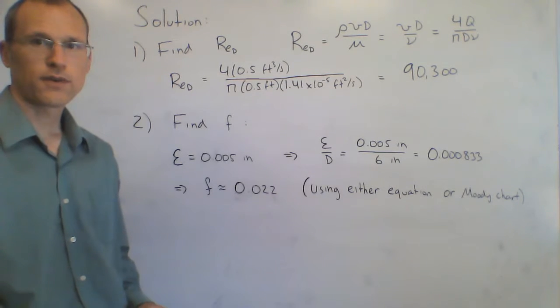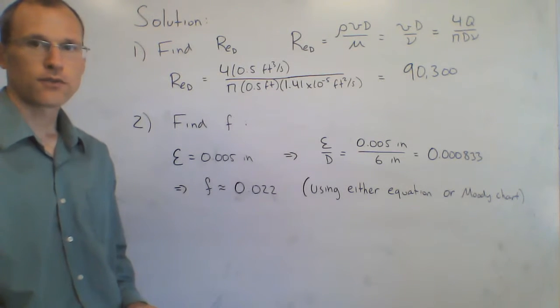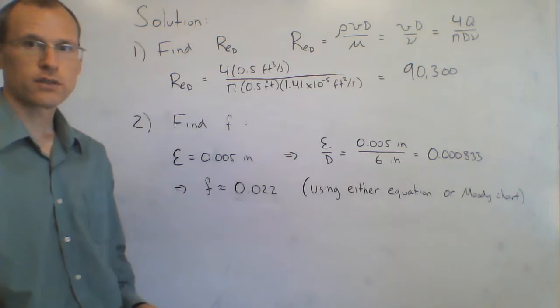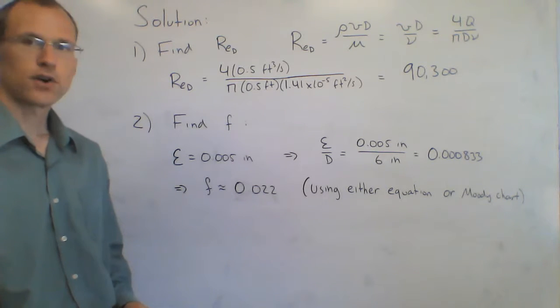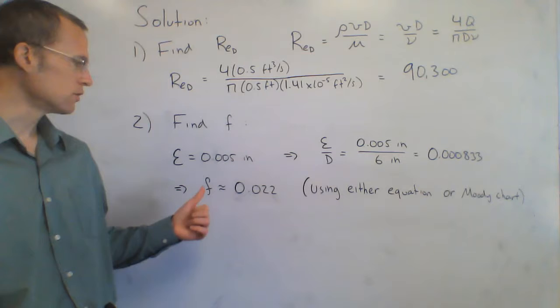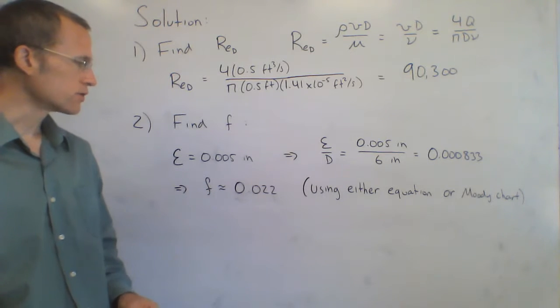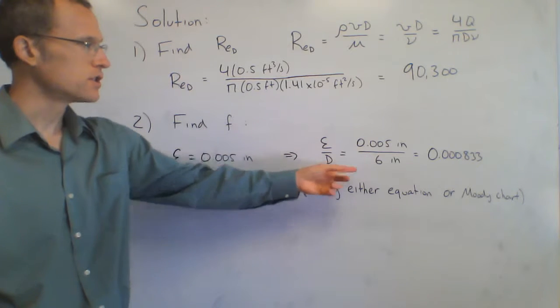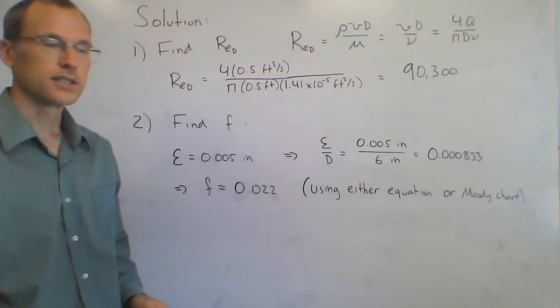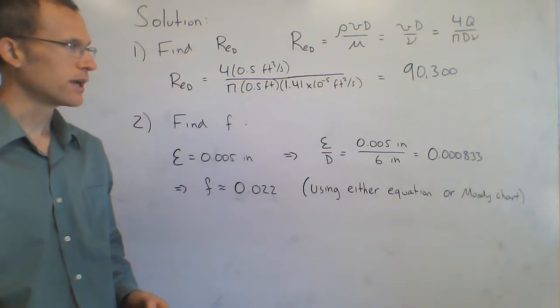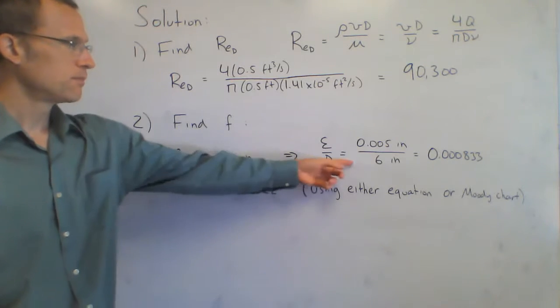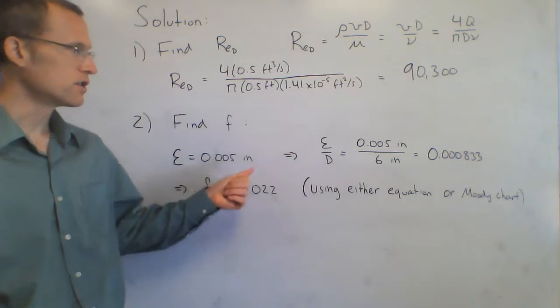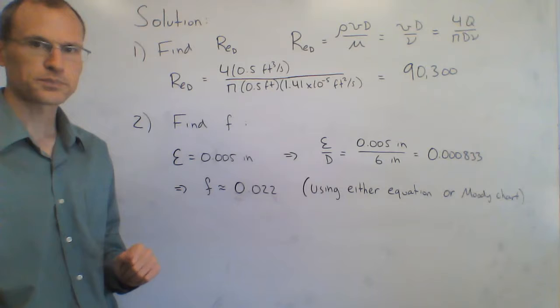The next step, I want to find the value for f. So to find the value of f, I need epsilon over d. So I need epsilon for an asphalted cast iron pipe. I can look that up in the table. Epsilon is 0.005 inches. So epsilon over d, 0.005 inches over the diameter of 6 inches, gives me 0.000833. Beware of the units here, usually given in inches, so you want your diameter in inches as well.